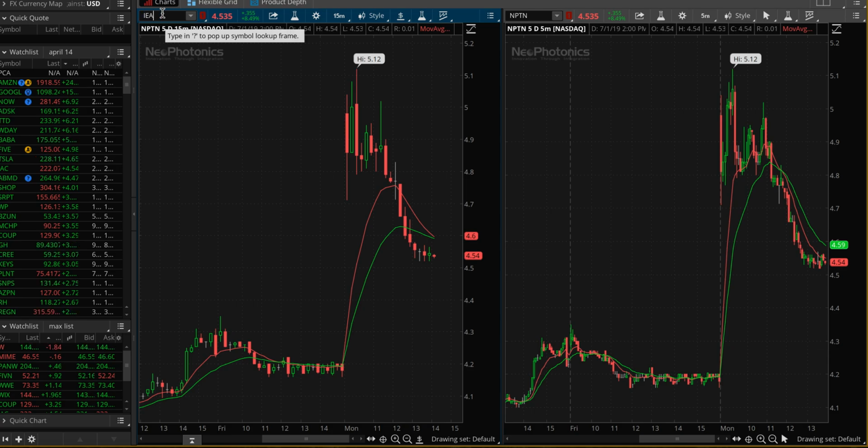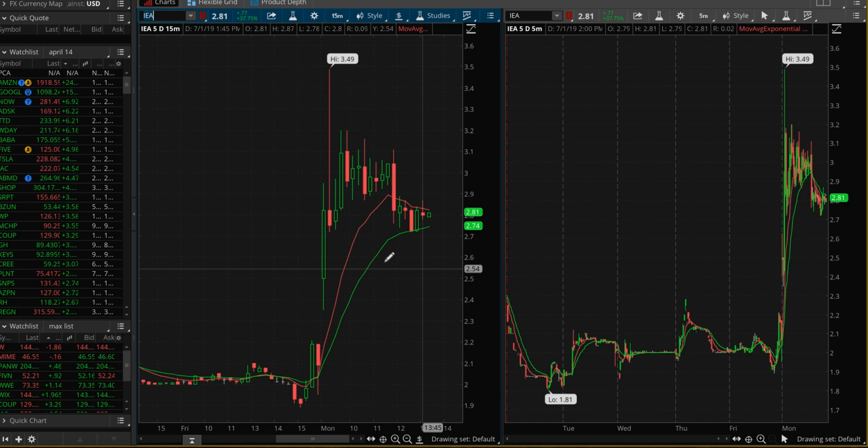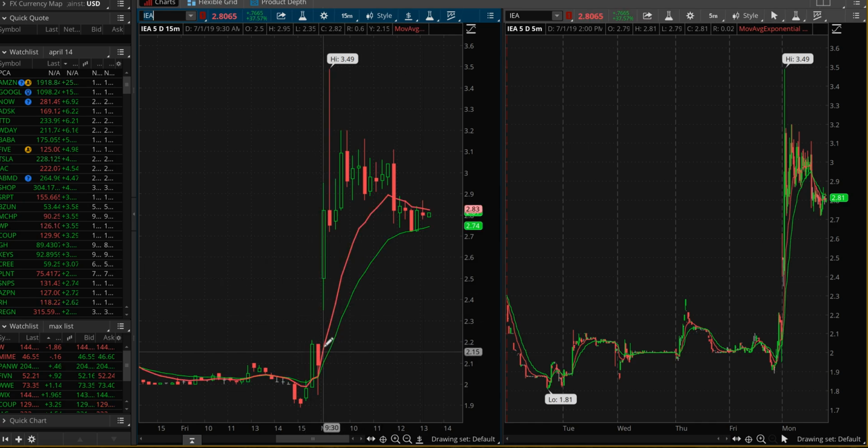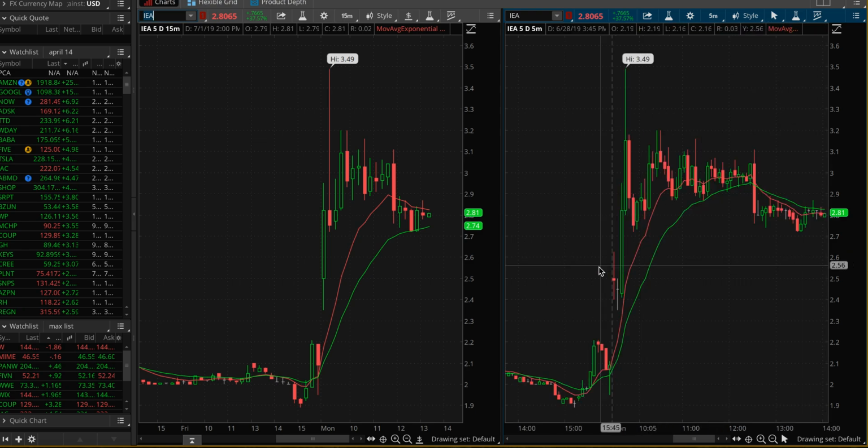The other one that I talked about was IEA, right? So same in this one. The stock gapped up, not a really massive gap, but still a decent gap. It held the moving average, and went from 250 all the way to 350. That's a dollar move, right? So it's just a matter of how you want to trade it.